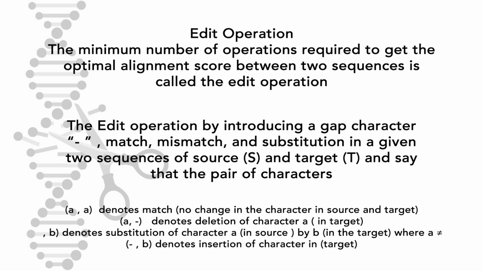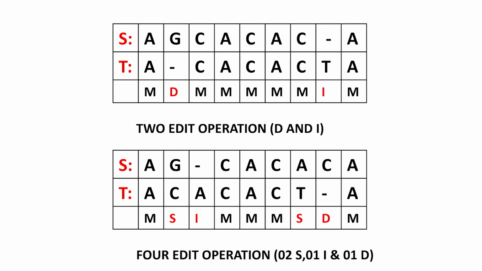The third case is where the two characters in the two sequences do not match. This will represent a substitution of characters. So, in the source the character is A, in the target the character is B, where A and B are not equal. So, they will treat it as a substitution, or sometimes it is also called a replacement. The fourth case is where a gap is aligned with a character, which denotes the insertion of a character in the target sequence. So, they can be represented by two examples where the edit operation is performed.